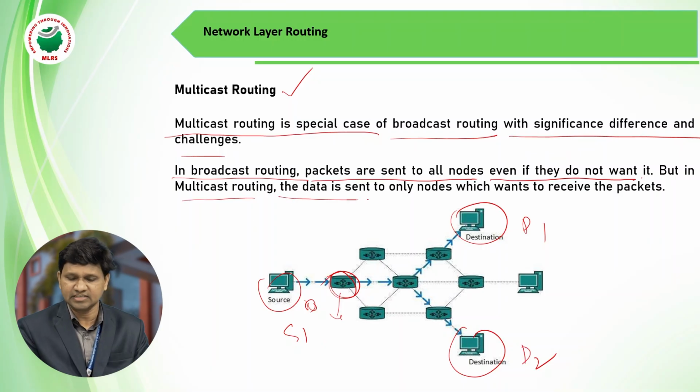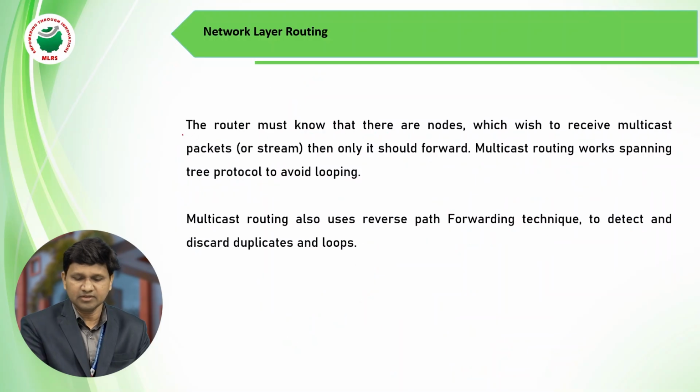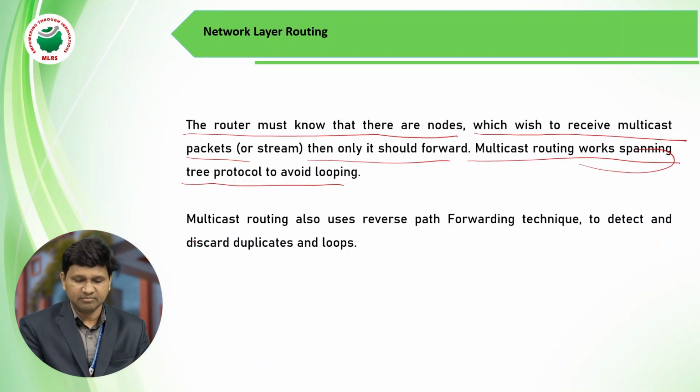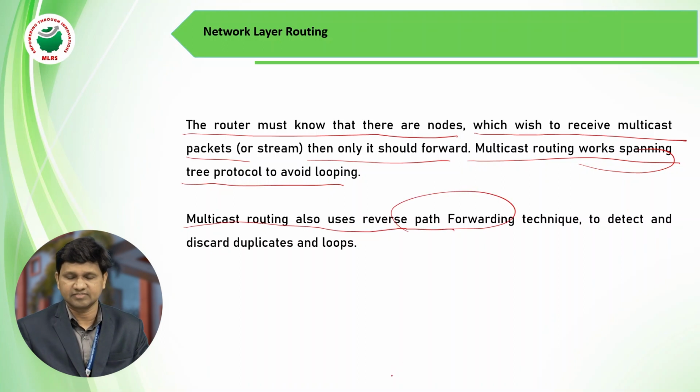In multicast routing, the data is sent only to nodes which want to receive the packets. The router must know that there are nodes which wish to receive multicast packets, and only then should it forward them. Multicast routing uses the spanning tree protocol to avoid looping, which the network layer protocol maintains. Multicast routing also uses reverse path forwarding. What is the advantage of reverse path? It detects and discards duplicates, unwanted packets and loops.